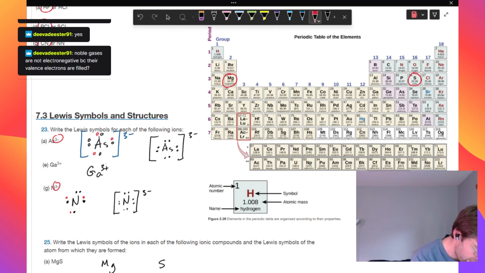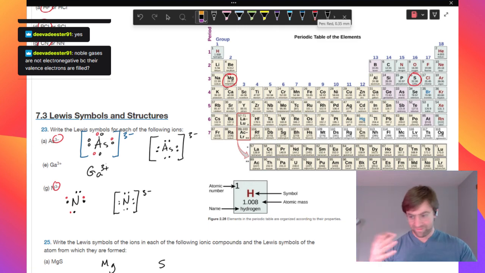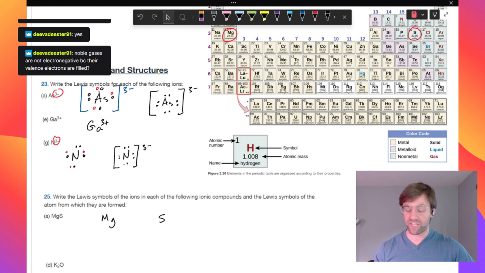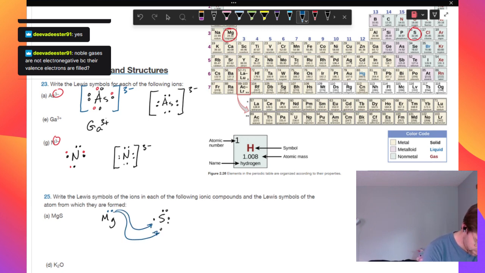Sulfur normally has 8, 7, 6 valence electrons. Magnesium normally has 2. We can look at this and infer that 6 plus 2 makes 8. For that reason, they're going to want to exchange electrons, not share. Actually, I think I want to color code this. So magnesium's blue electrons over here are going to jump ship and join up with sulfur.